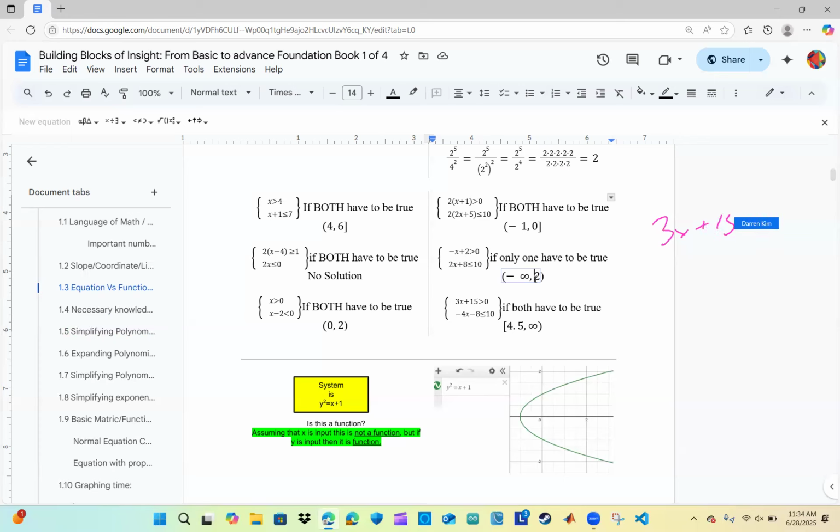3x plus 15 greater than 0, 3x minus 15, x negative 5. What the fudge? Okay, both of them have to be true, so maybe I'm not completely off base here if the other one is.